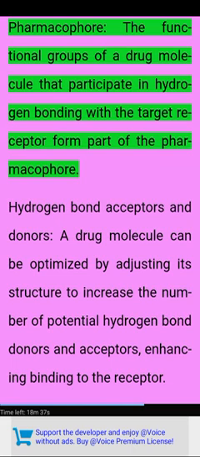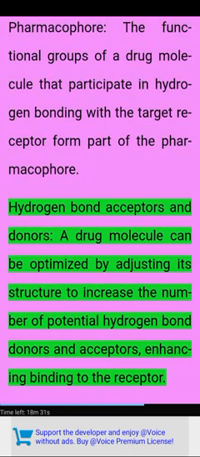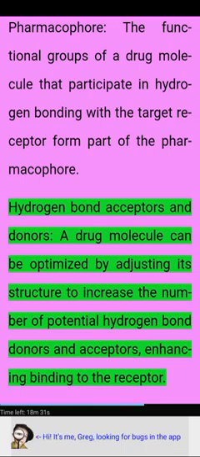Pharmacophore. The functional groups of a drug molecule that participate in hydrogen bonding with the target receptor form part of the pharmacophore. Hydrogen bond acceptors and donors. A drug molecule can be optimized by adjusting its structure to increase the number of potential hydrogen bond donors and acceptors, enhancing binding to the receptor.